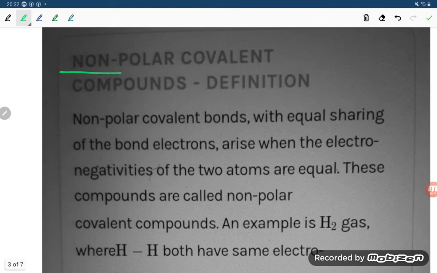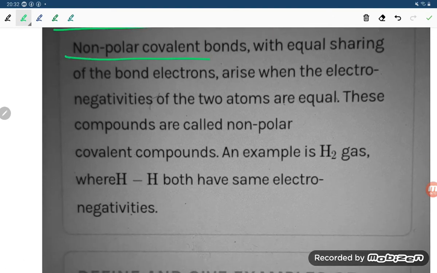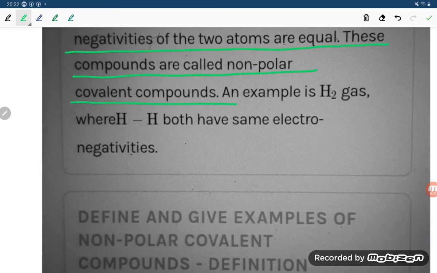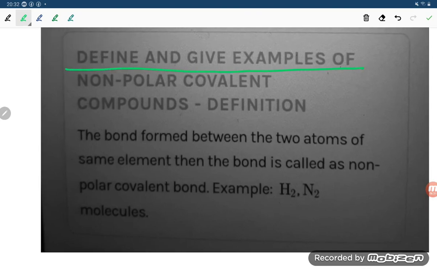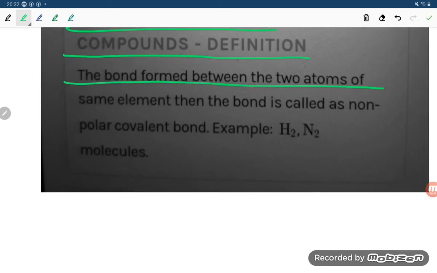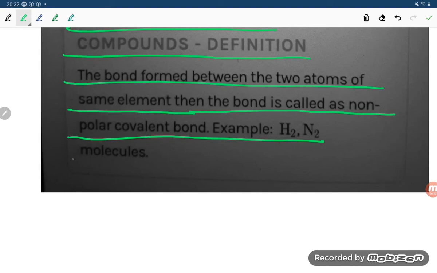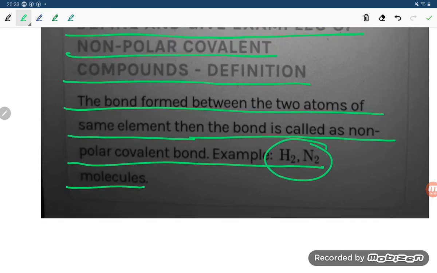Now they are saying non-polar covalent bond, student. A non-polar covalent bond, with equal sharing of the bonded electrons, arises when the electronegativity of the two atoms is equal. These compounds are called non-polar covalent compounds. An example is H2 gas, where both H atoms have the same electronegativity. Define and give examples of non-polar covalent compounds. Definition: the bond formed between two atoms of the same element is called a non-polar covalent bond. For example, H2 and N2 molecules are non-polar covalent bonds.